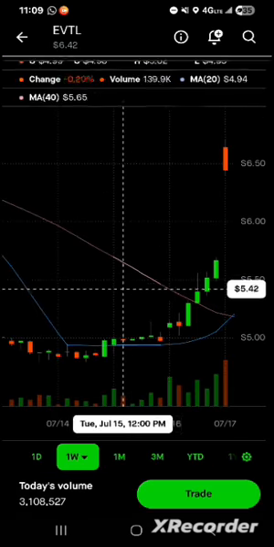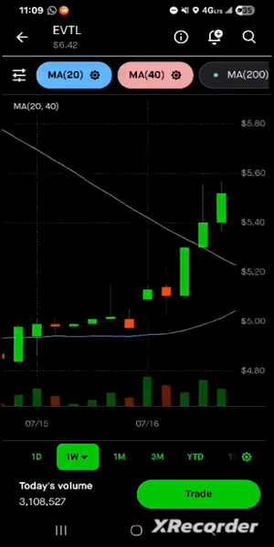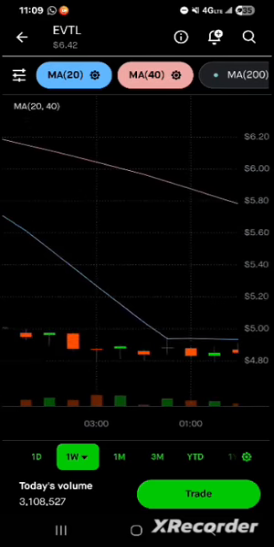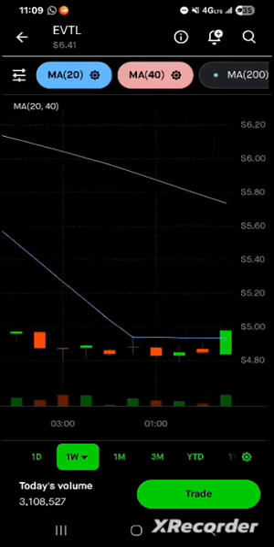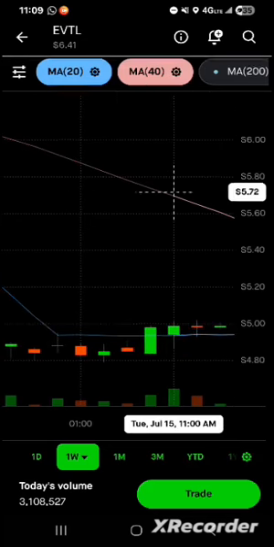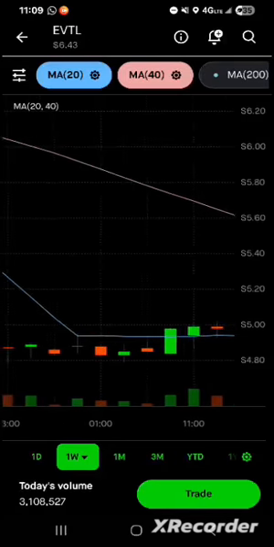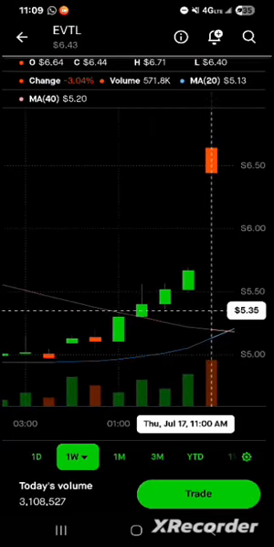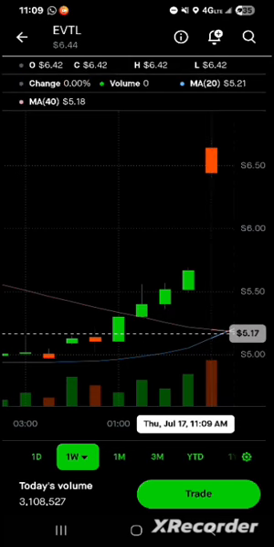Okay, we got a cross right here. But one thing to consider, you want the state of the cross to be more of a narrow state. So I learned that from Oliver Velez. So you see the 40 period moving average? You see how it's so far away from the 20 period moving average? You want the 40 and the 20 to be as close together as possible before you make a move. So right here, this could be an option, but we're going to keep on looking to see if we can find a better scenario.